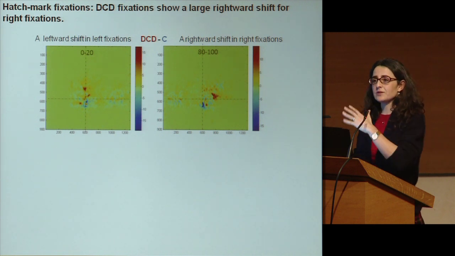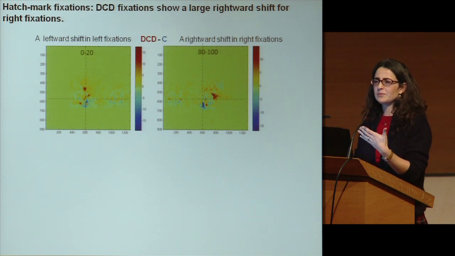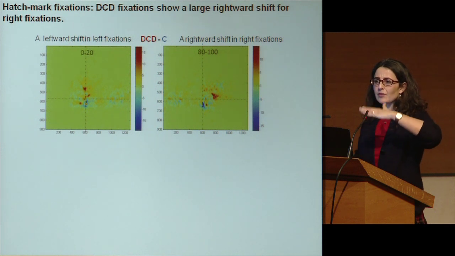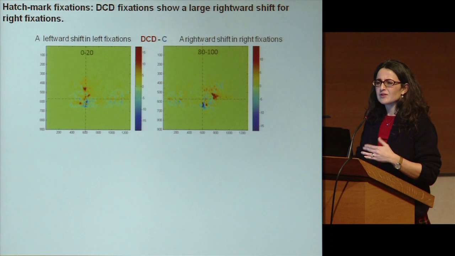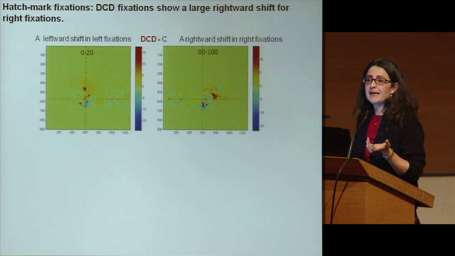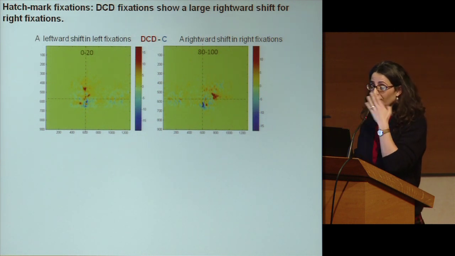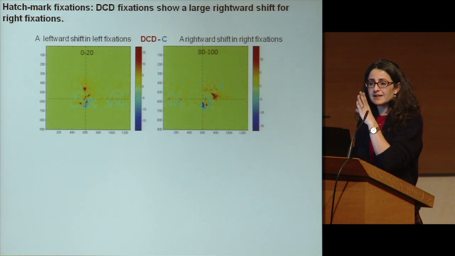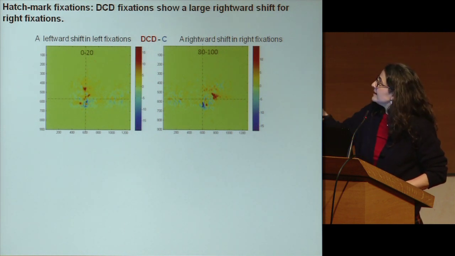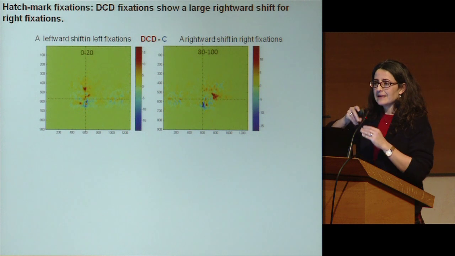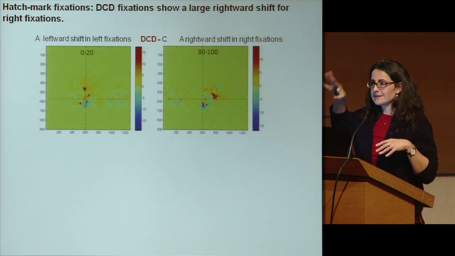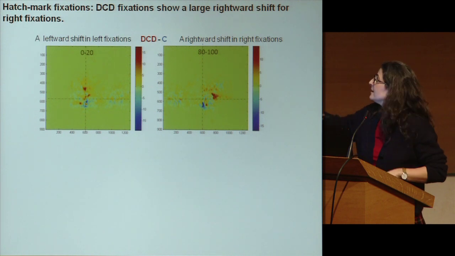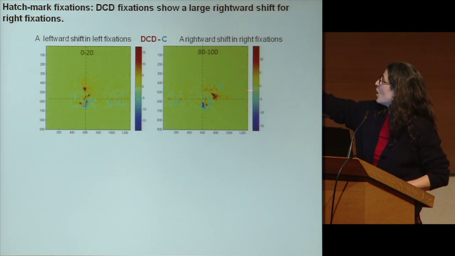Remember, they are linear, so the representation of number doesn't seem to be impaired. However, their error around the exact number is bigger. So can this be explained by the pattern of eye movement? Do they manage to really fixate the hatch mark? Indeed, what we show is that as the hatch mark was falling on the right side of the line, dyspraxic children fixated away from the exact position of the hatch mark.